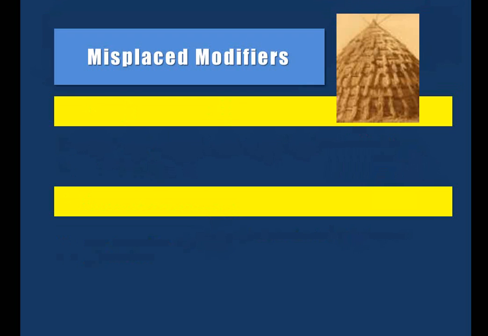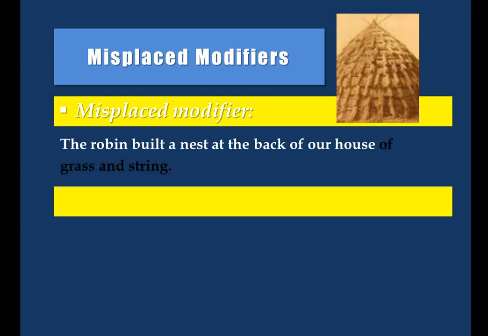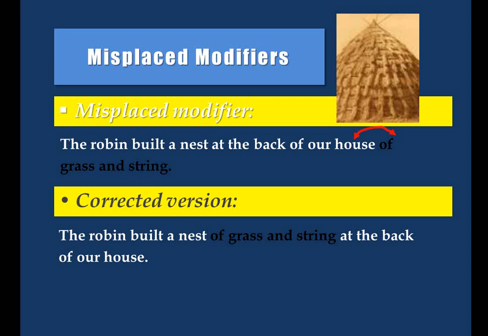Let us see another example to understand the concept in a better manner. The robin built a nest at the back of a house of grass and string. So of grass and string, does it modify our house or should it modify the nest? Yes, you got it right. It should modify the nest and not the house. So how would you correct it? The way of correcting, as we discussed, would be that of grass and string should come close to nest. The robin built a nest of grass and string at the back of our house. This part remains as it is.